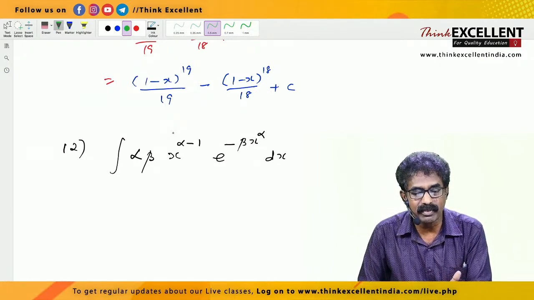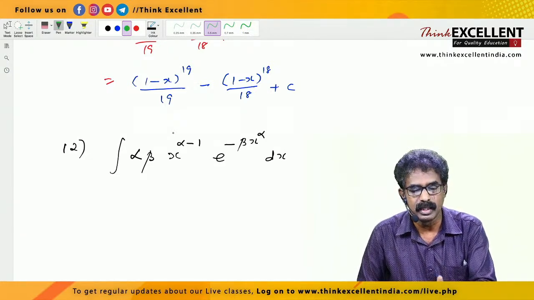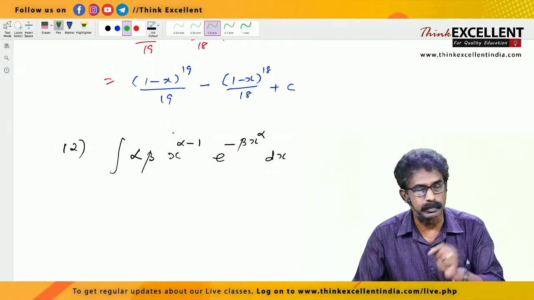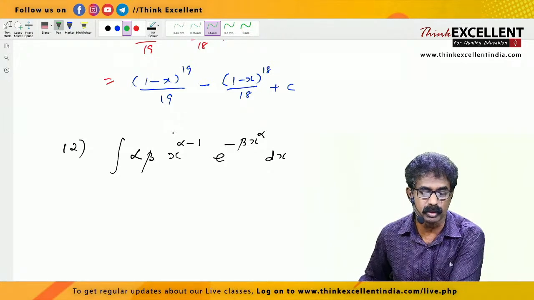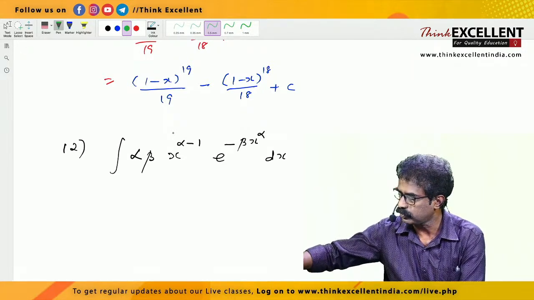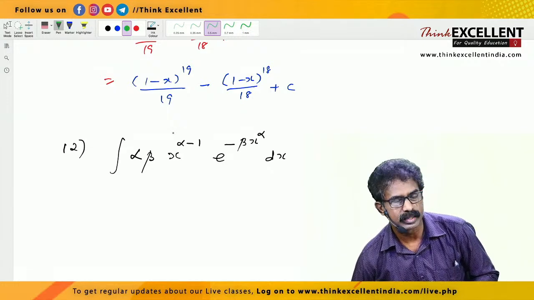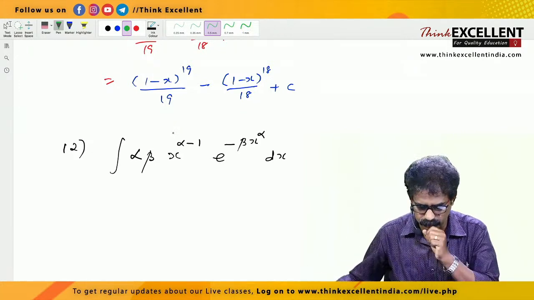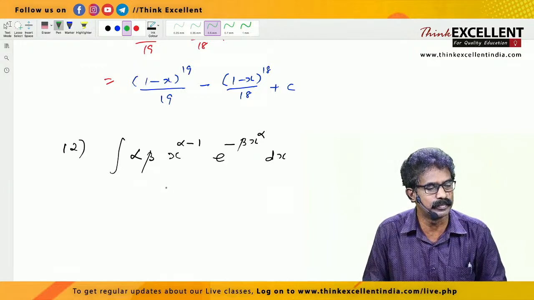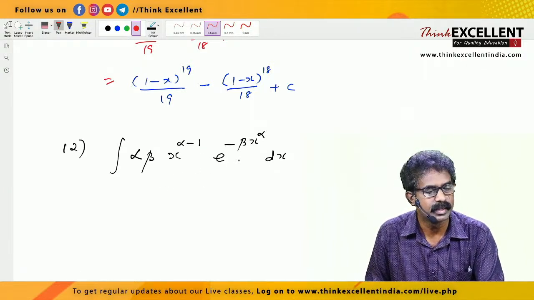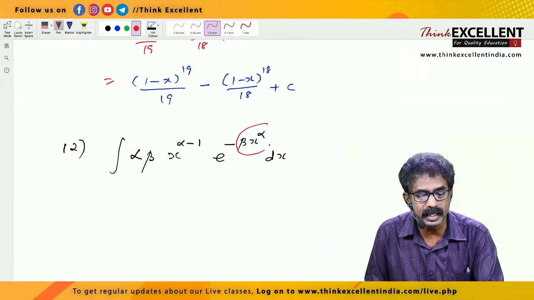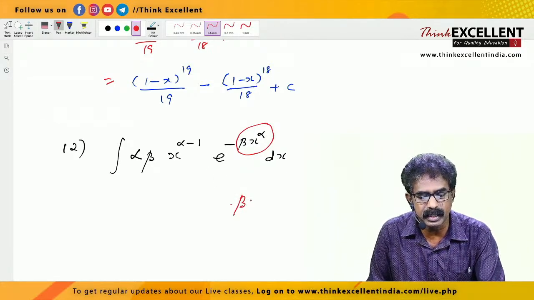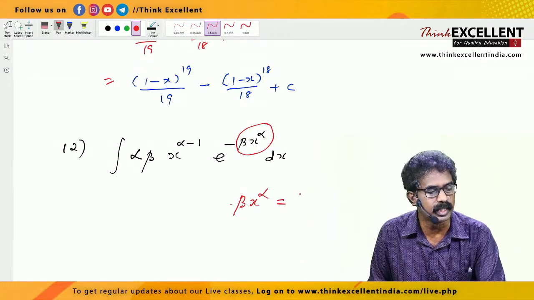Integral alpha beta x raised to alpha minus 1 e raised to minus beta x raised to alpha dx. Can any of you help me? What substitution do you have to give here? Can you tell me what substitution we can give for this? Anyone? What substitution can you give here? If you get the substitution, then the remaining you can do very easily. Yes. This part, you take it as t, it becomes very simple now. Beta x raised to alpha, you take it as t.